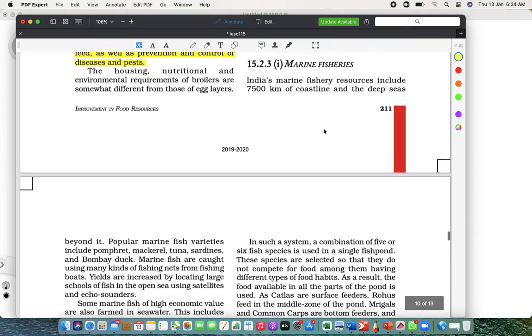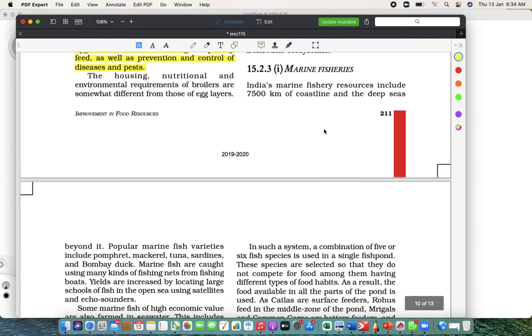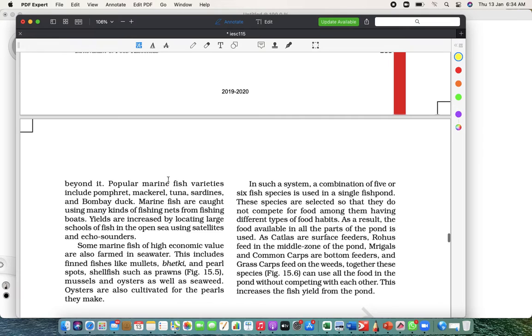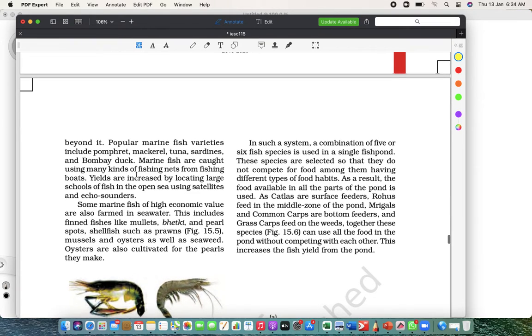Now, marine fisheries. India is a country where we get the maximum coastal area, that is 7,500 kilometers, and deep seas beyond it. Popular marine fish are pomfret, mackerel, tuna, sardines, and Bombay duck. Marine fish are caught using many kinds of fishing nets.